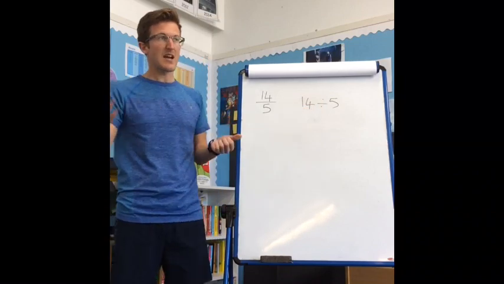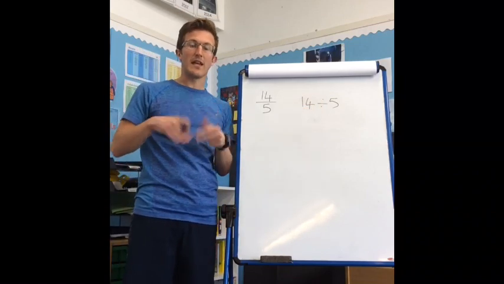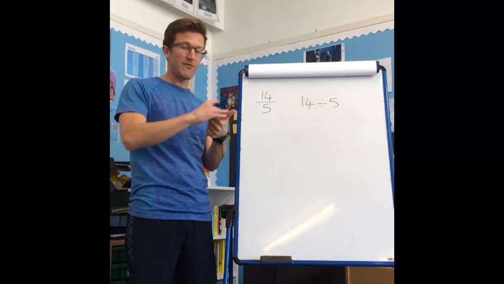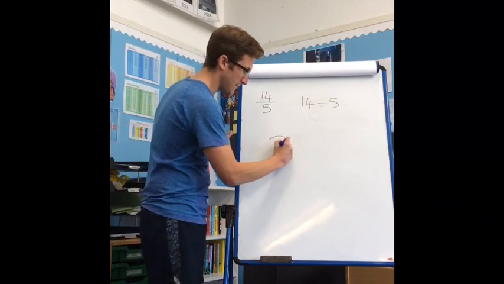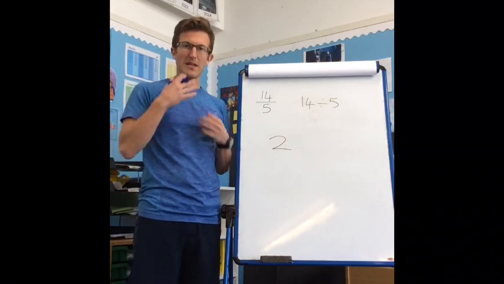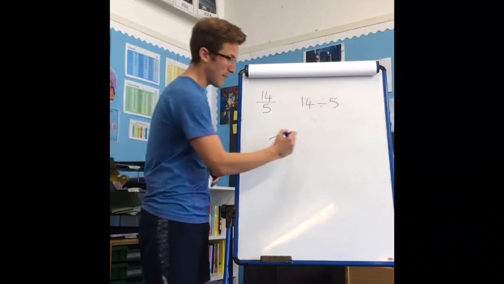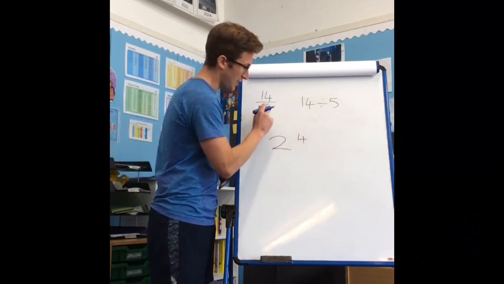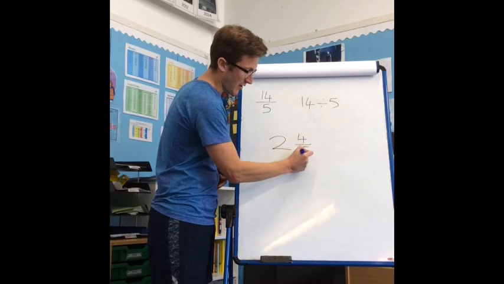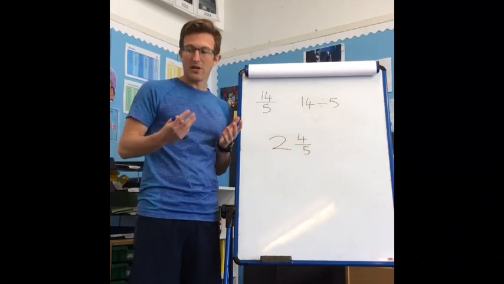So you can use your times table. Let's count in 5s. 5, 10, 15. Gone past it, so we go back. 5, 10, that's 2 full groups. And then we need to work out the difference between 10 and 14. The difference is 4, and that becomes your numerator. The denominator stays the same as 5. Okay, so that's our calculation method.